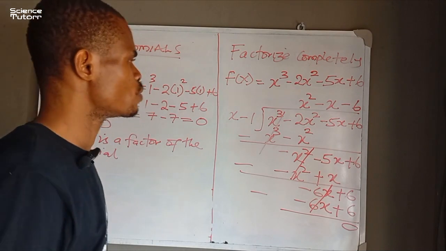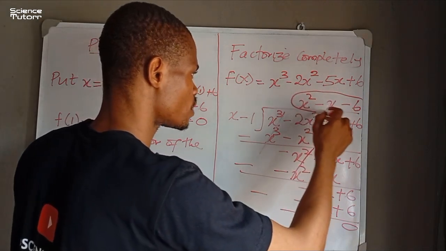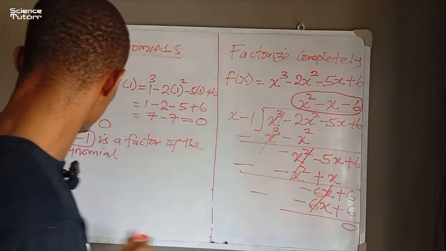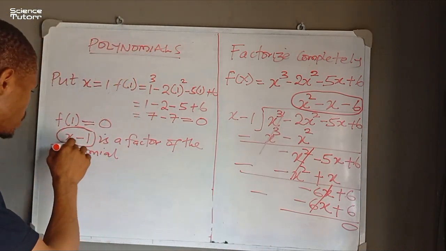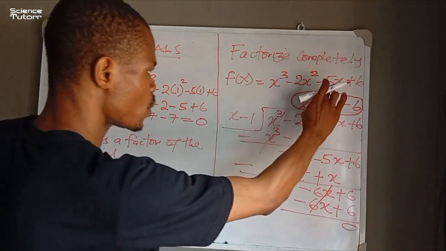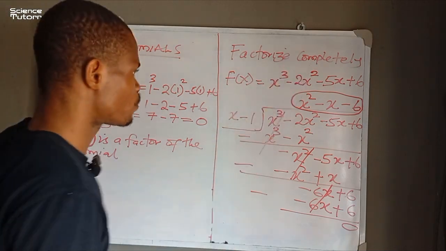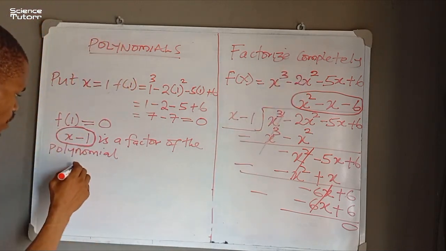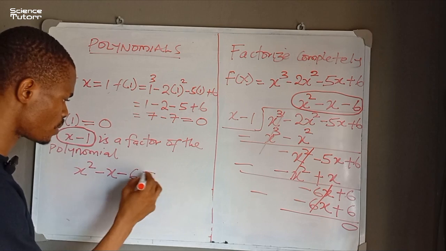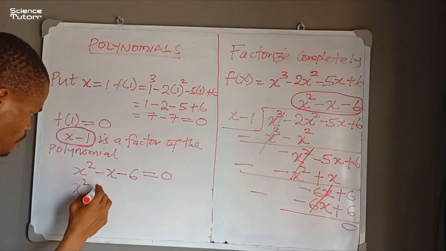At the end of the day, we are able to get a quadratic equation as our quotient, which certainly is going to be factorizable. Remember, we've had one of the factors to be x minus 1, where we started from, of which we divided by this factor and we obtained x squared minus x minus 6. So we simply factorize the equation x squared minus x minus 6 to be equal to 0 to find the other factors.